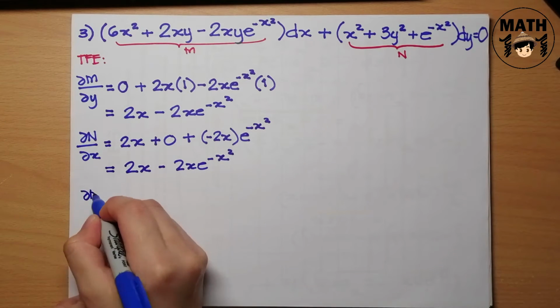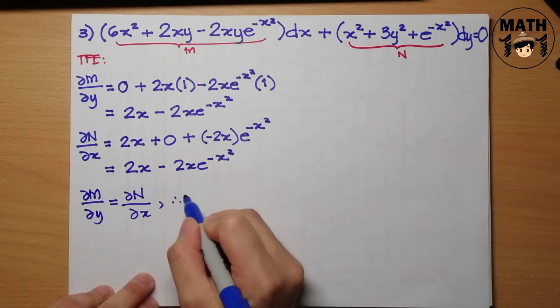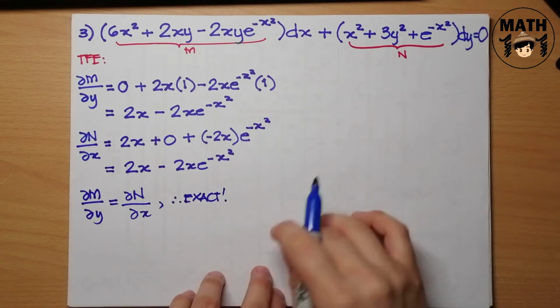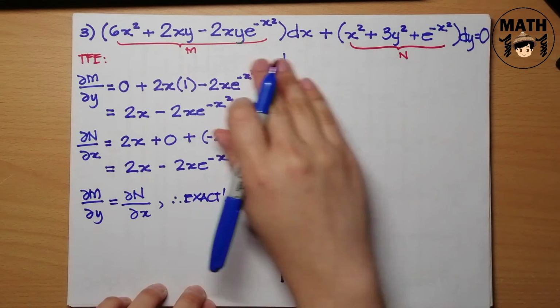Dahil equal sila, that just means that our equation or our differential equation is exact. Let us use the method of grouping terms to solve for the general solution of this differential equation.